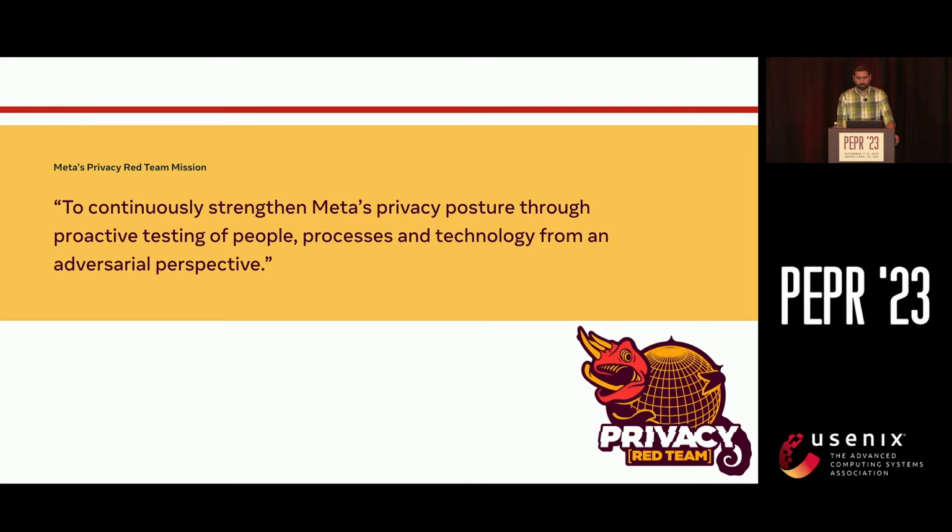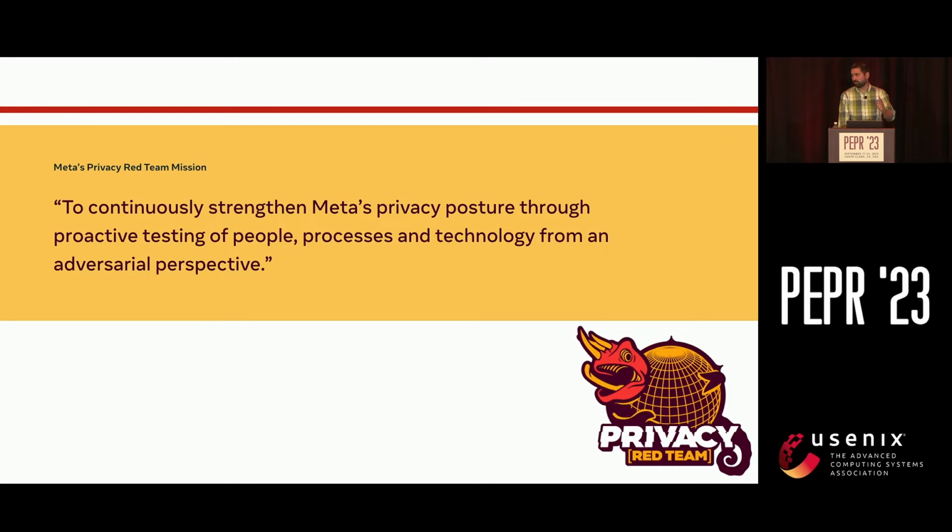I'm just going to show our mission statement just to give you an idea of how we view things. The privacy red team's mission statement is to continuously strengthen Meta's privacy posture through proactive testing of people, processes, and technology from an adversarial perspective. And the key phrase here is adversarial perspective. That doesn't just mean external adversaries. We also look at internal adversaries as well, but we're always engaging with the product in an adversarial way. There's a lot of privacy that falls under compliance that has no adversarial component to it. We don't touch that part of privacy.